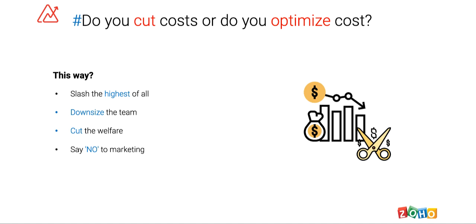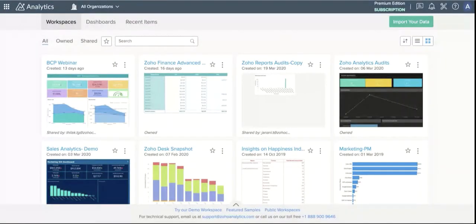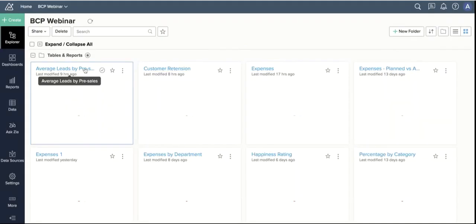Now, let's try and understand how cost optimization can be done using insights with the help of analytics. I hope you can all see my screen. This is the landing page of Zoho Analytics, and this is the workspace that I had created for this demonstration. I have all my analysis here.